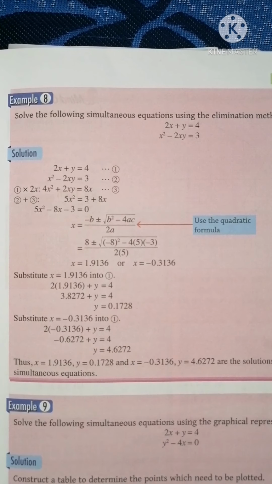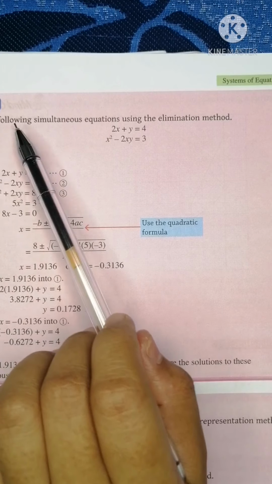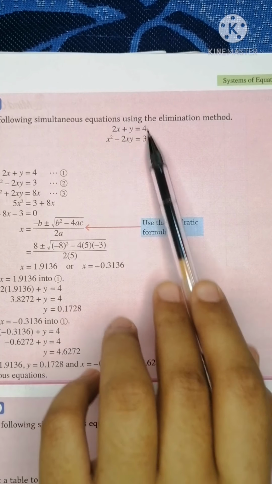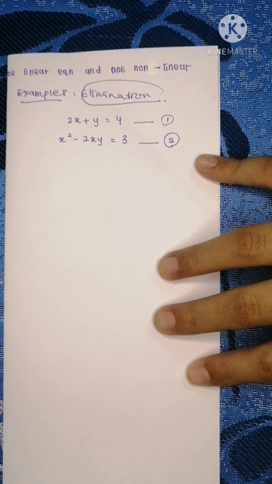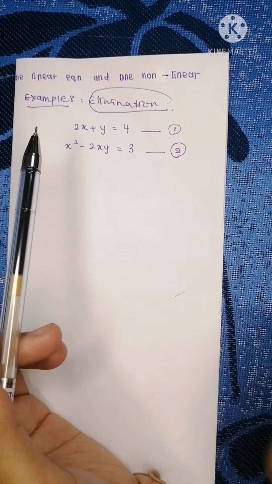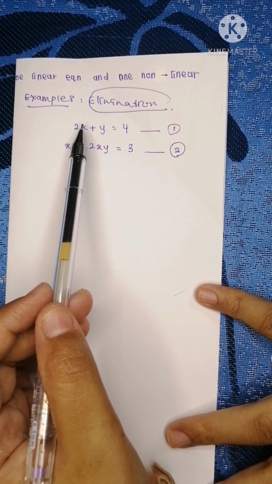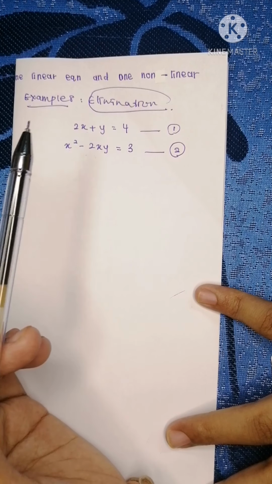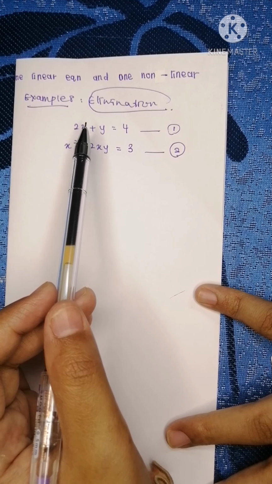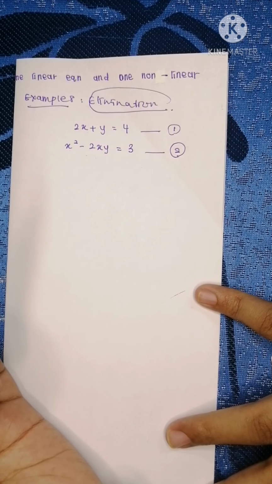Okay, now class, we proceed to our next method, which is elimination method. Okay, look at example 8. The question asks you to solve simultaneous equation using elimination method. So let's do it. Okay, for elimination method, the first thing that you need to know is, you need to eliminate the unknown x or unknown y, either one of the equations. So you need to choose which one is the most suitable one for you to eliminate, and then the easiest one for you to eliminate.